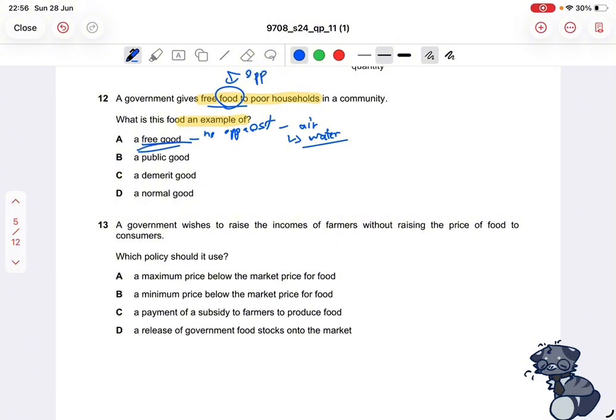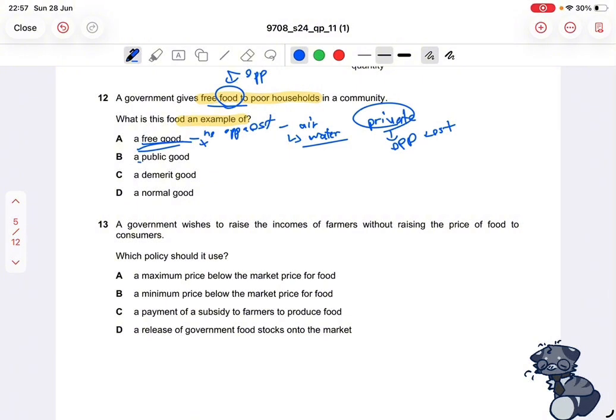The opposite of a free good, however, is a private good, and that is a good that faces opportunity costs to be produced. So food is not a free good, it's a private good. So this is not correct, so we're just going to cross that off and check the next one. Now the next one says a public good. So what are public goods?